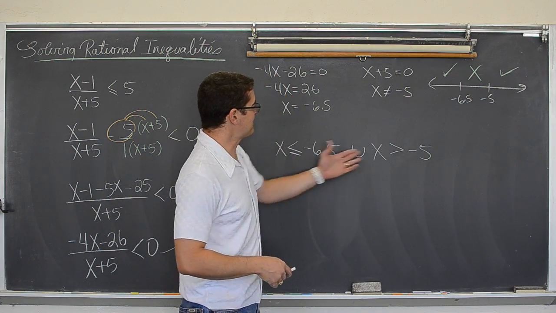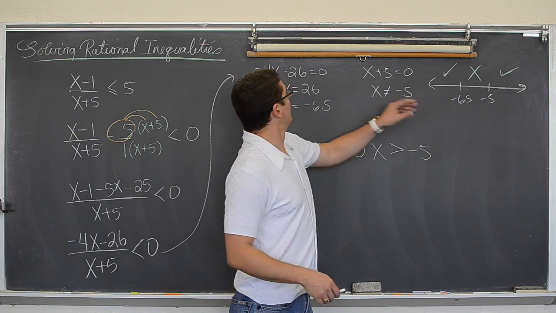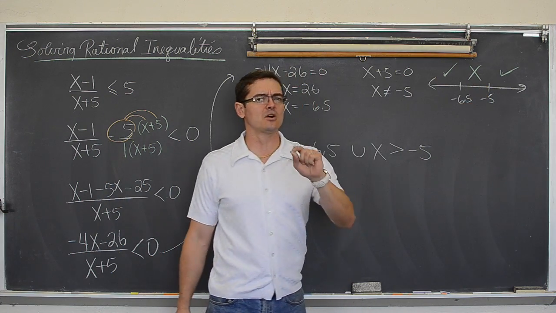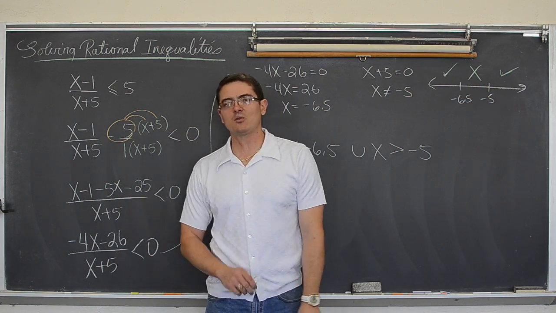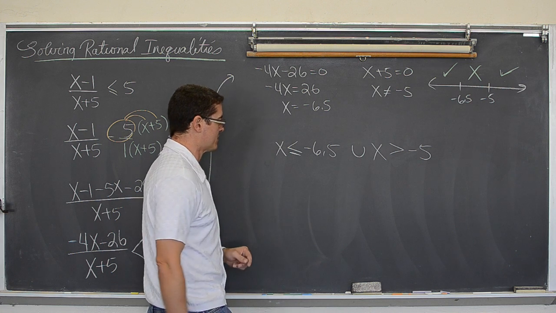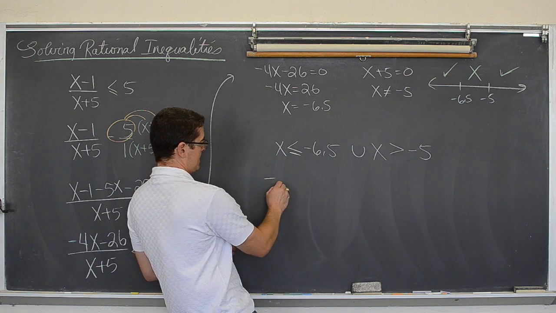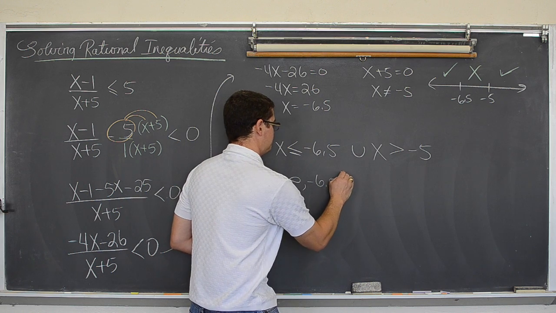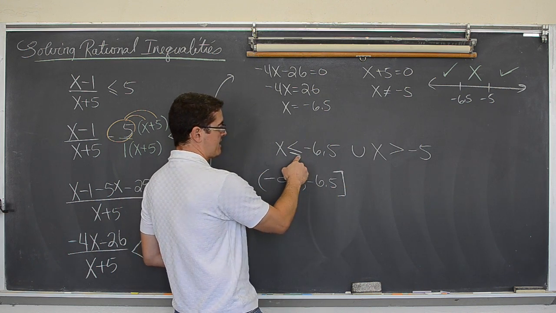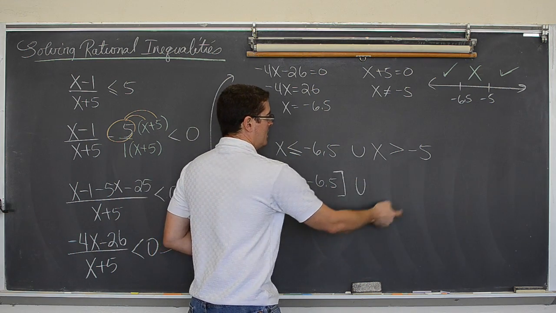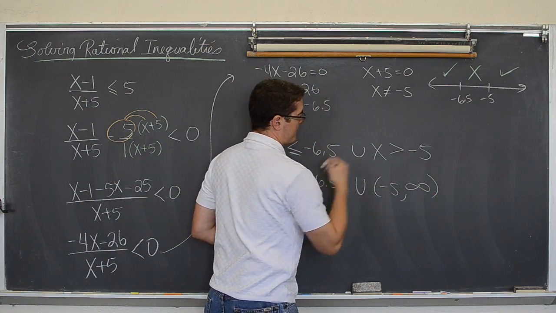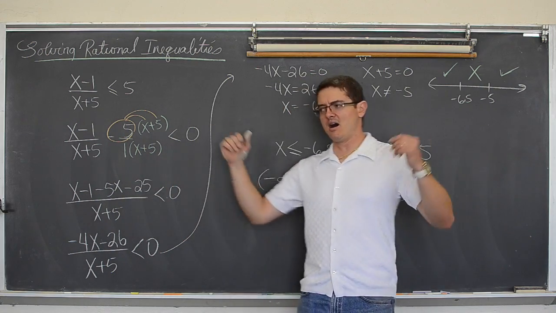Okay, so this is our answer. Don't forget, with that equal sign, you've got to check the intervals and the x-intercepts. Just don't use the x-intercept that makes the inequality undefined. That, as interval notation, is negative infinity to negative 6.5 with the square bracket to take care of the equal sign, or greater than negative 5. So it goes from negative 5 to infinity and beyond.